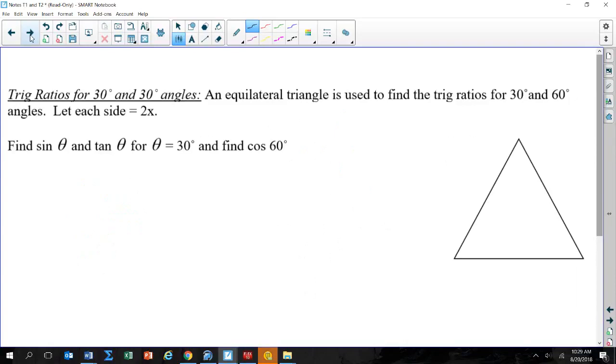Last but not least, I'm going to just help you set up this picture. It says trig ratios for 30 degrees and 60 degree angles. Typo. An equilateral triangle is used to find the trig ratios for 30 degree and 60 degree angles. Let each side equal 2x. So we know it's equilateral. Each side is the length of 2x. And if it's equilateral, what does that tell us about each angle? Yes, I heard they're all the same, and even better, I heard they're all 60 degrees. Right? We know angles in a triangle add up to 180. So if I divide 180 evenly between the three angles, that means that each one is 60 degrees.